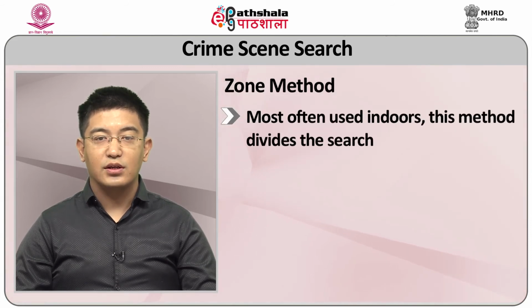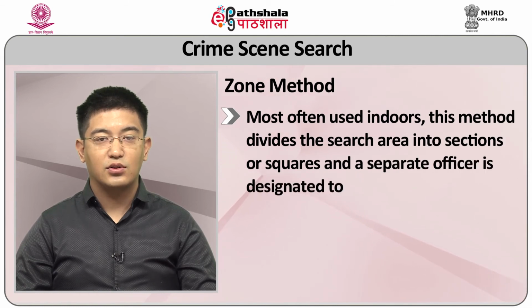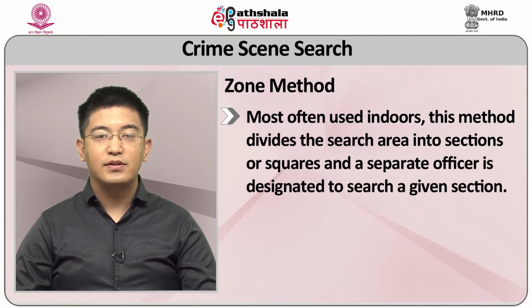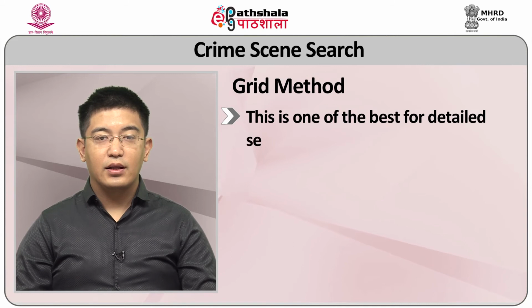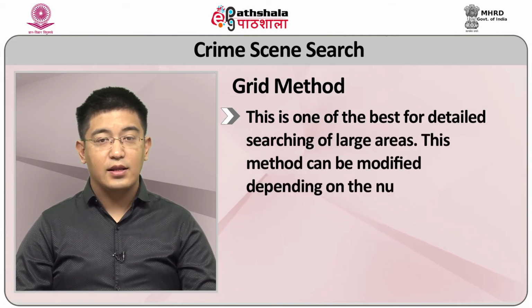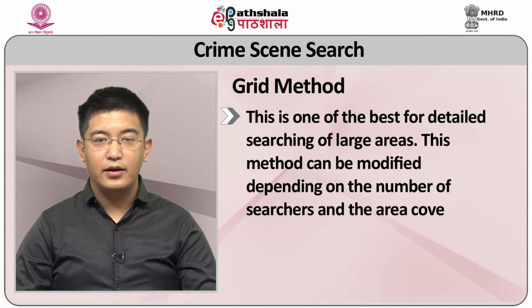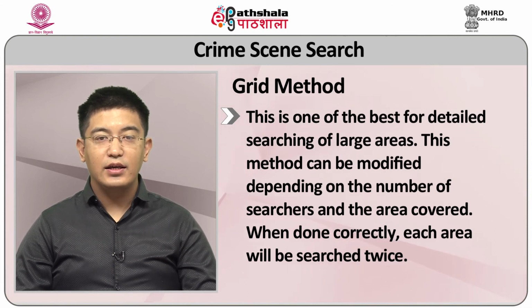Third method is the zone method. Most often used indoors, this method divides the search area into sections or squares and a separate officer is designated to search a given section. Fourth method is the grid method. This is one of the best for detailed searching of large areas. This method can be modified depending on the number of searchers and the area covered. When done correctly, each area will be searched twice.